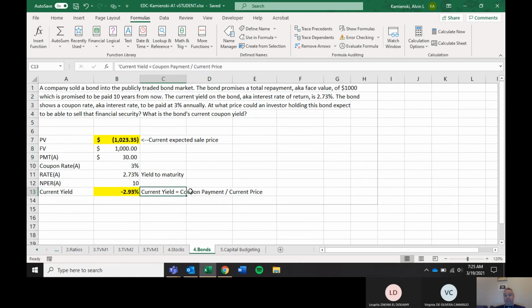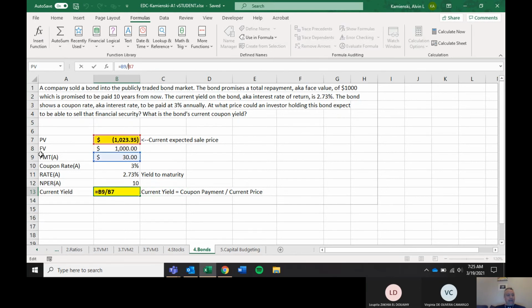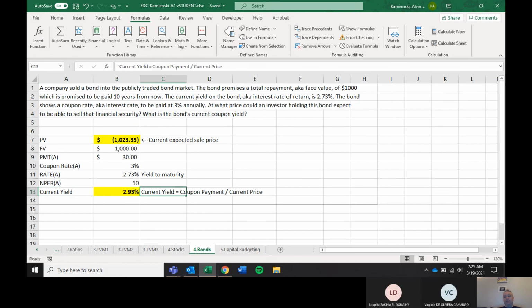But we're switching to algebra here. So when we switch to algebra, we're going to switch the sign on our price, B7, just like I did in that last problem. So I put a minus sign there, and then that tells me that the bond's current yield is 2.93%. That's the amount of return I would get if I just look at the coupon. But if I wanted to, I could buy this bond for up to $1,023.35, and then for the next 10 years, I'm locked in to an investment that will pay me $30 a year, right up until, at the very end, it pays me its final $1,000.